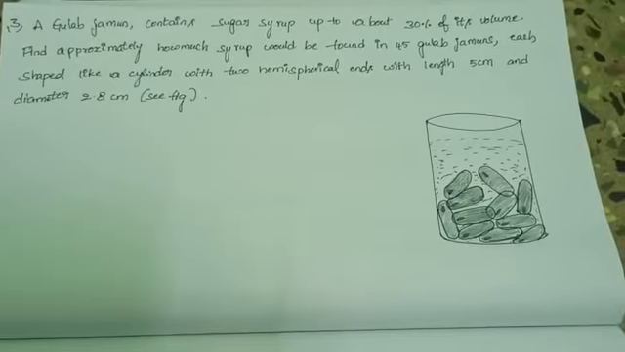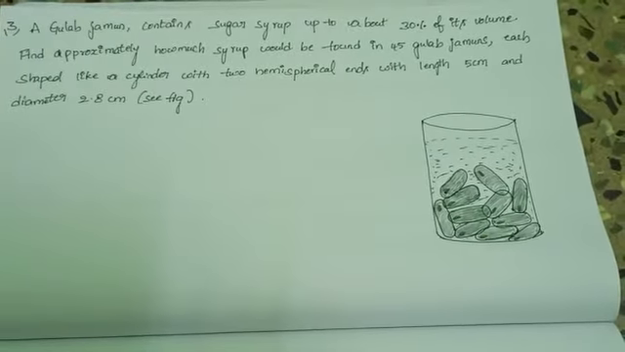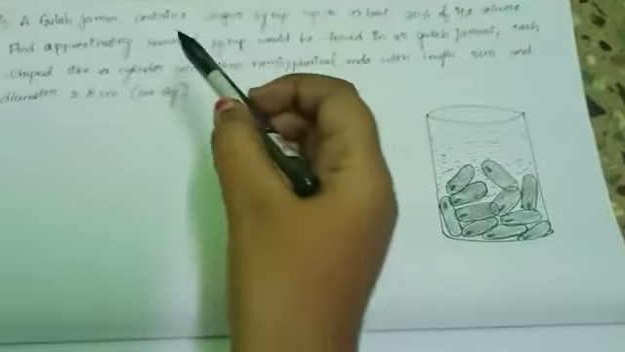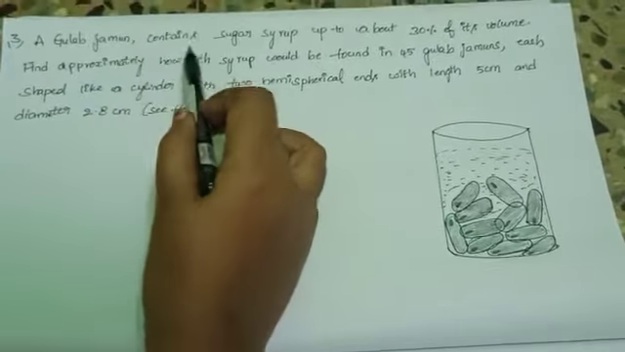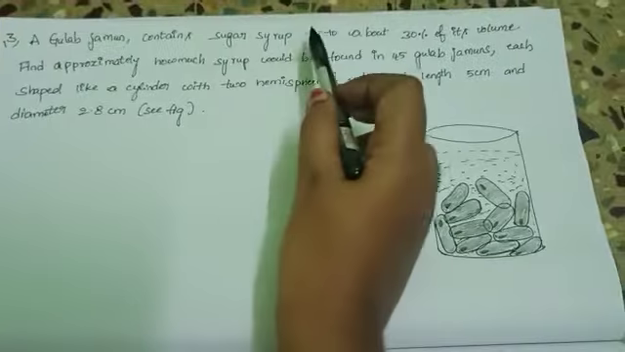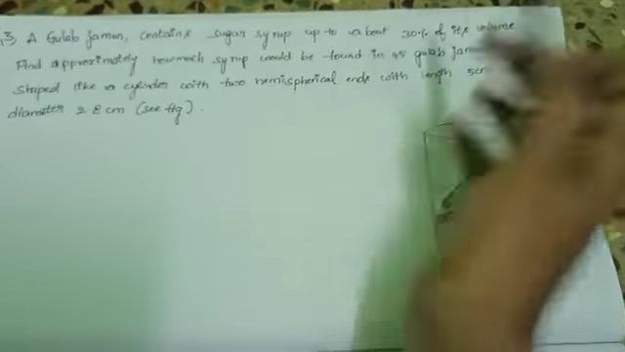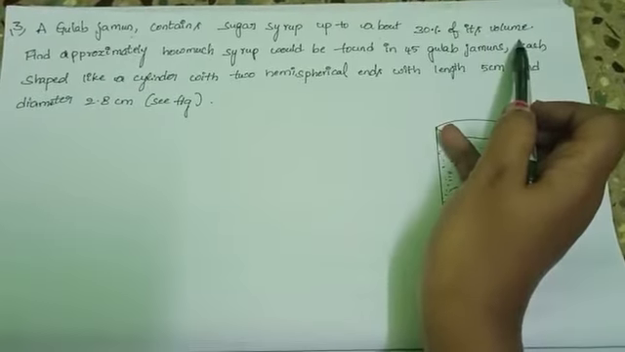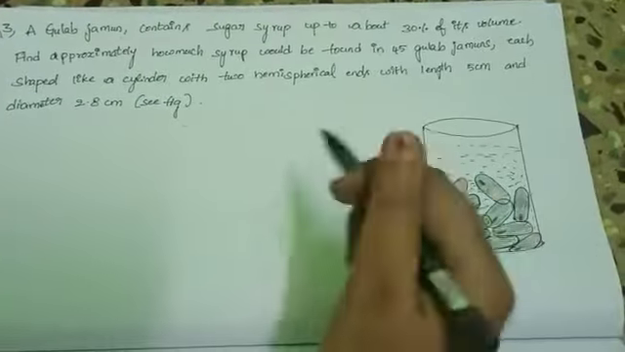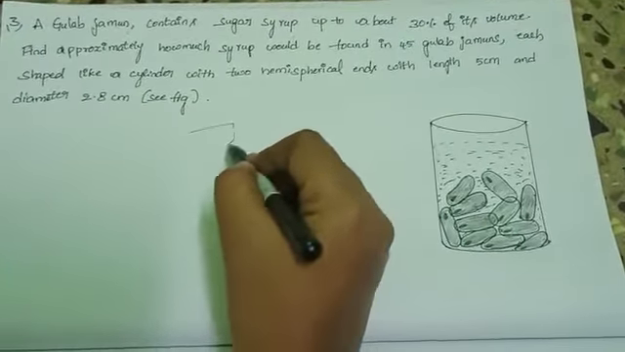Let's discuss the third question in exercise 13.2. A gulab jamun contains sugar syrup up to about 30% of its volume. Suppose this is one gulab jamun.